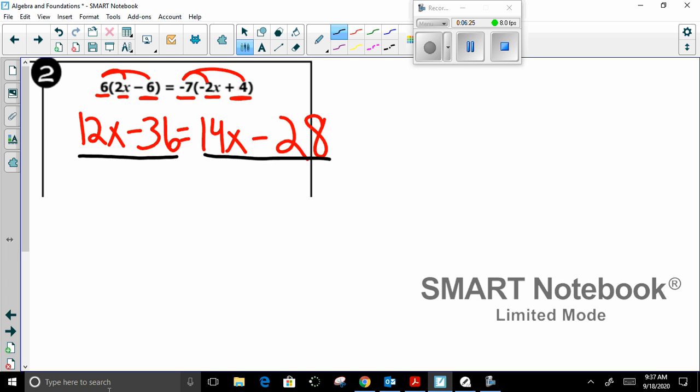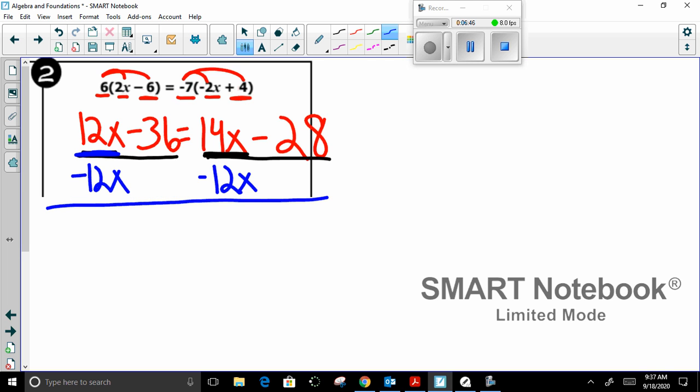So I'm on to step 3. Step 3 is to bring your variables to one side. This is a 12x. This is a 14x. Rule of thumb is bring the smaller to the larger. Well, this one's smaller and it's a positive 12x. So do the inverse of positive, which is negative. So this cancels to 0, and I'm just left with that negative 36.